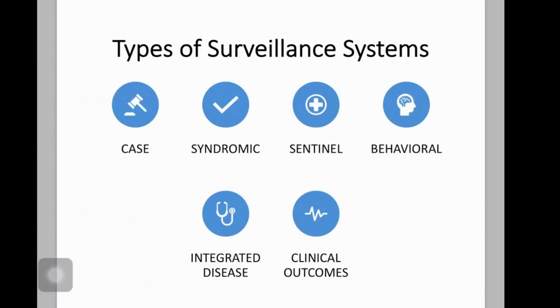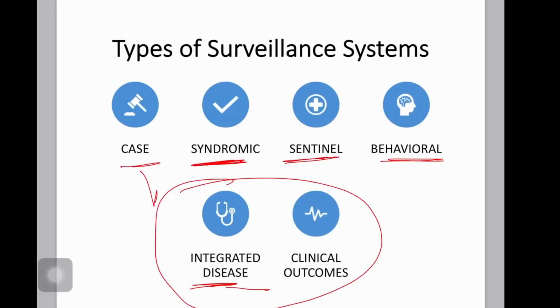Now, surveillance systems. There are different kinds of surveillance systems. Here I have mentioned the case-based surveillance, syndromic-based system, then Sentinel system, then behavioral type of surveillance system, then the integrated disease and clinical outcomes that are linked with a mix of these systems that are in the first row. Okay, now let's go one by one and look at examples of how these systems work.